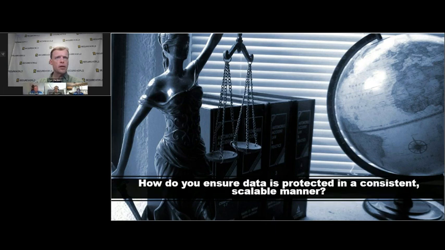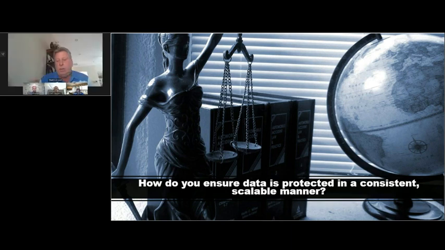Let's see here. I'm going to keep with you, Wally. How do you ensure that the data is protected in that consistent, scalable manner like we just talked about? Is there an example for that? Yeah, so certainly this dovetails to everything we were just talking about. Automation is the only way to make this scalable and consistent.